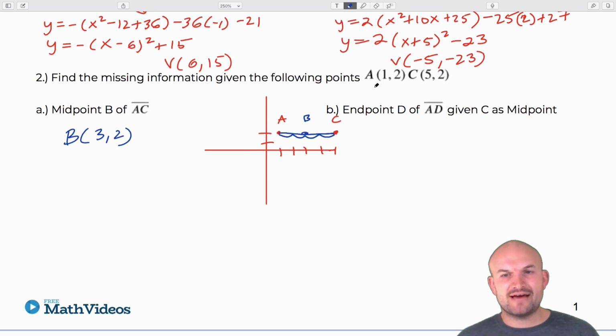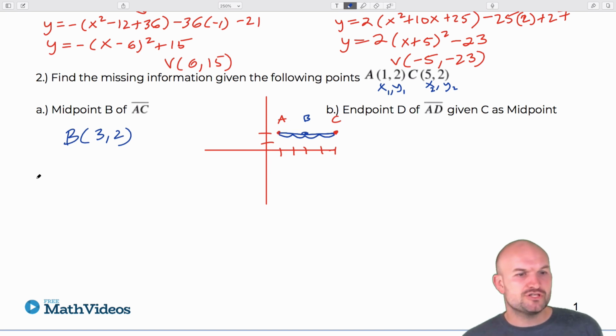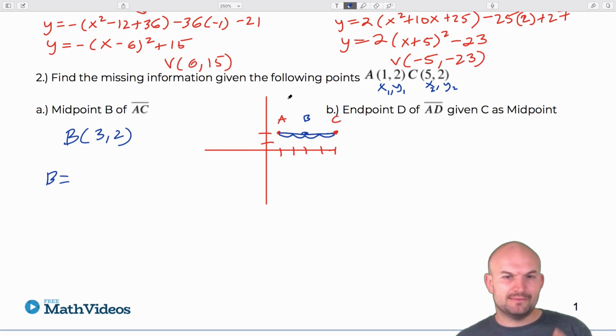So again, we have coordinate points. Each coordinate point is an x and a y. But since we have more than one x and more than one y, we're going to want to differentiate them using subscripts. So we're going to call this x1, y1, and x2, y2. So if I want to find the midpoint, B, you're basically going to find the middle distance of the horizontal as well as the vertical distance.